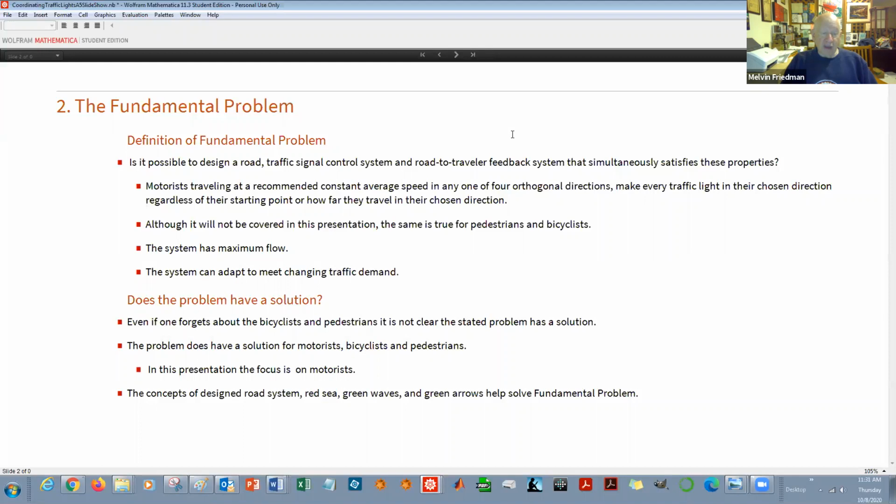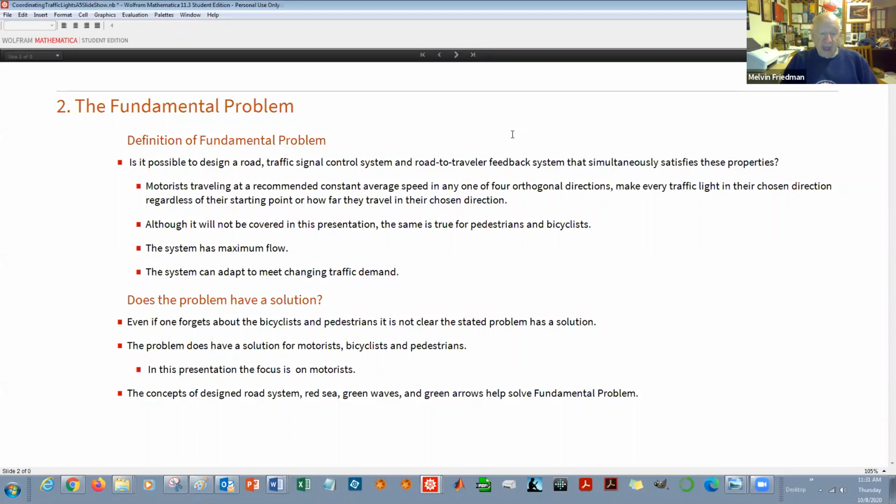Another part of the fundamental problem is we require that the system have maximum potential flow. We also require that the system be capable of adapting to meet changing traffic demand. Now, an interesting question then is, does the problem have a solution?